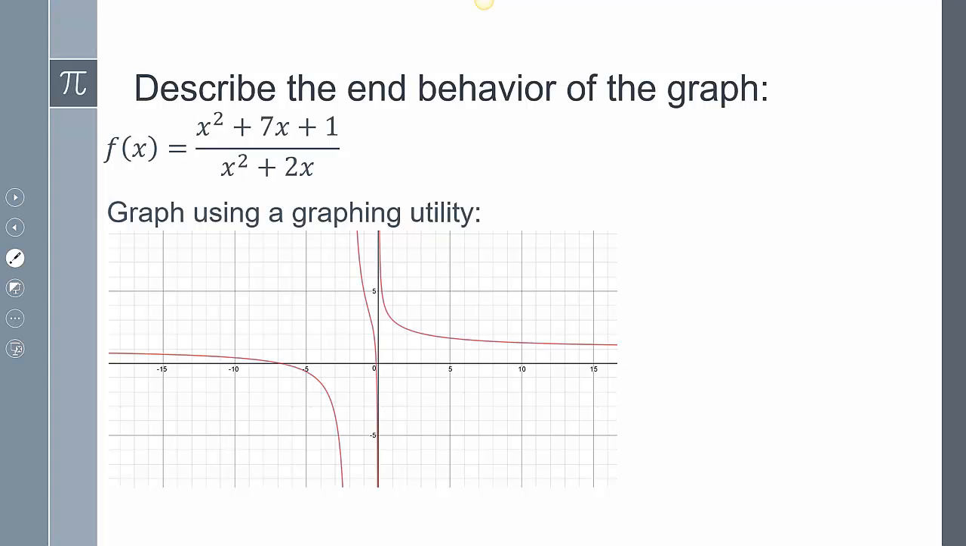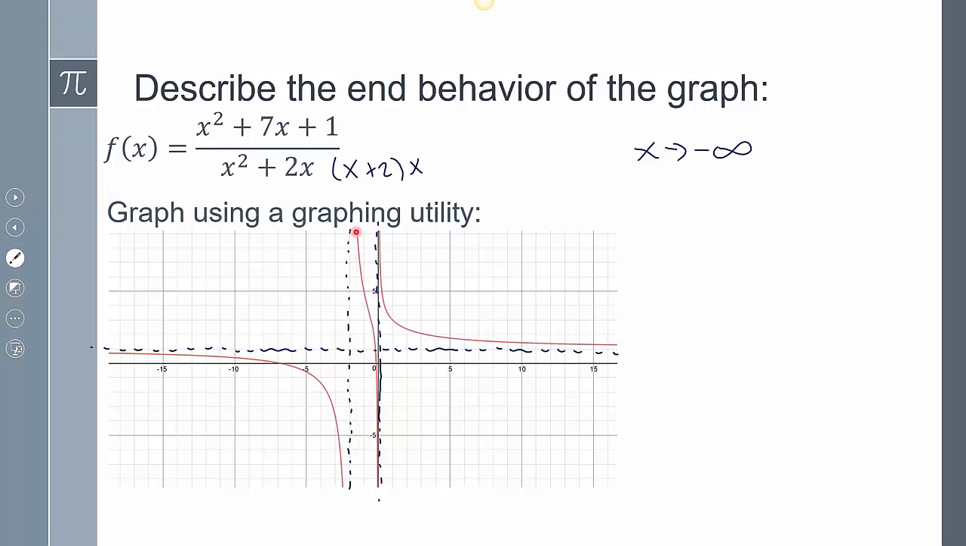Now you may need to factor this to help you determine what the asymptotes are, because remember that's going to factor into x plus 2 times x. So my vertical asymptotes are going to be 0 and negative 2. So now describing what my x is doing, well, x is going to negative infinity. X is going to this negative 2 from both the negative and the positive direction. And then it's also going to this 0 from the negative and positive direction. And then x is going to positive infinity.